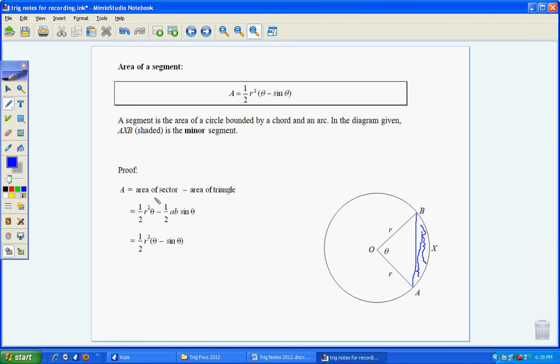If we get our area of a sector that we just proved, half r squared theta, minus the area of this triangle, which would be a half times a times b times sine of this angle, then we can get the formula of a half r squared outside of theta minus sine theta. Remember, our angle is always in radians. If you don't put it in radians, you're going to have a problem, because you won't be able to get the correct answer. So you can't leave it in degrees, it must be in radians. And there's the proof of those three formulas that you're going to have to use throughout the trig functions.